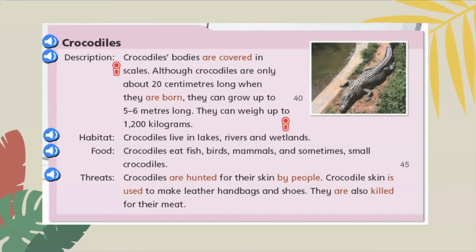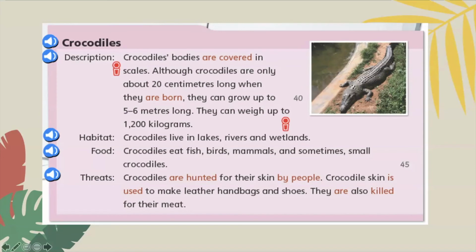Threats: crocodiles are hunted for their skin by people. Crocodile skin is used to make leather handbags and shoes. They are also killed for their meat. So here we know that crocodiles are actually quite small when they are first born. They then become quite big and quite heavy when they grow up.